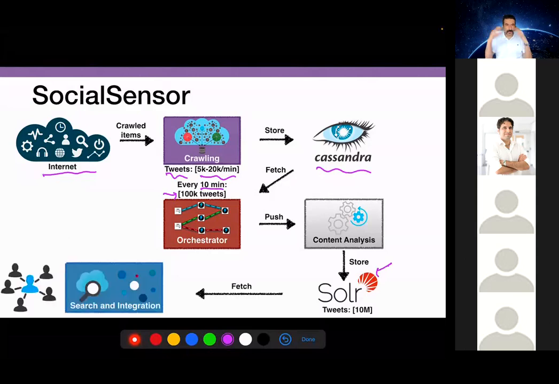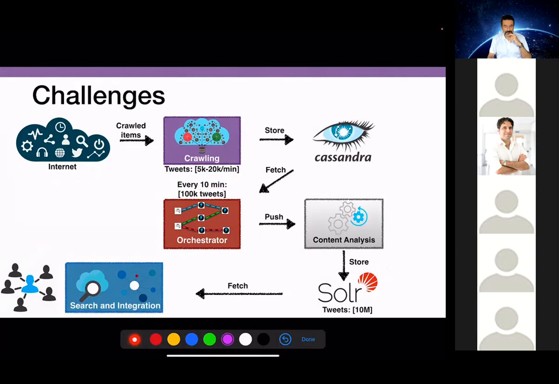And then the whole system enables search for these contents for end users, and also the integration for third-party applications. So as you see, it is a kind of linear pipeline, and this type of architecture is quite common for big data systems. That's why I chose to specifically discuss this, because it provides some interesting scenarios. So let's look at the challenges.